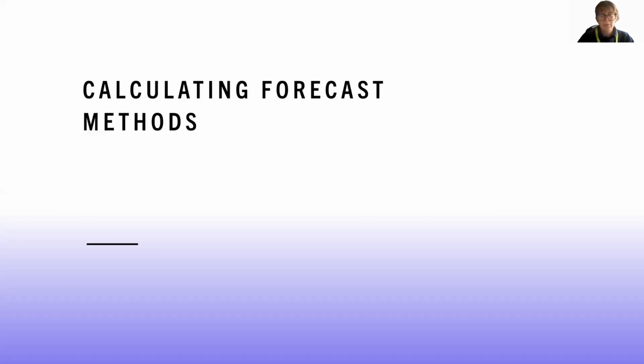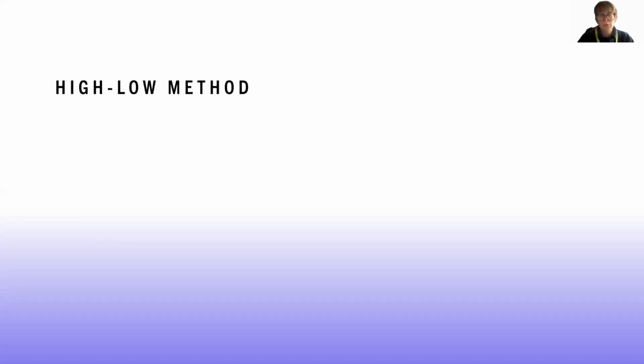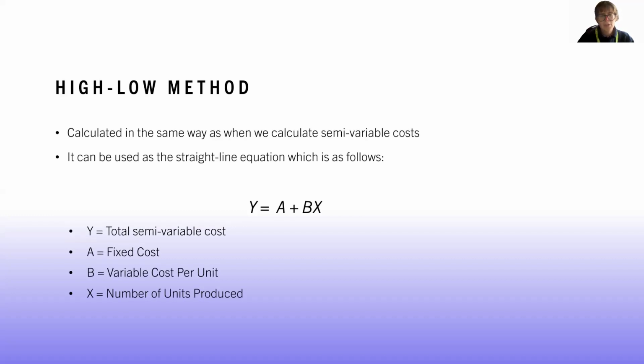So the next question that we have to ask ourselves is, how do we calculate these? So the first way we can do this is by using the high-low method. It is calculated in the same way as when we calculate our semi-variable costs. And it can be used as the straight line equation, which is as follows. Y equals A plus BX. Y would be our total semi-variable cost, whilst A is our fixed cost, and we would then add to that our variable cost multiplied by the number of units produced.